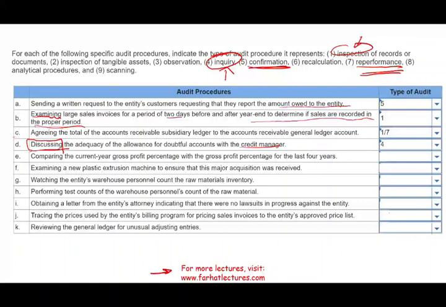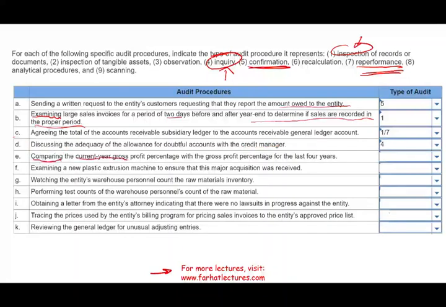So you always need to corroborate this evidence. It might be strong, but it's not going to persuade you. You need more evidence to back up what they are saying. But the form of evidence is inquiry. And you want to make sure you understand the difference between all these.